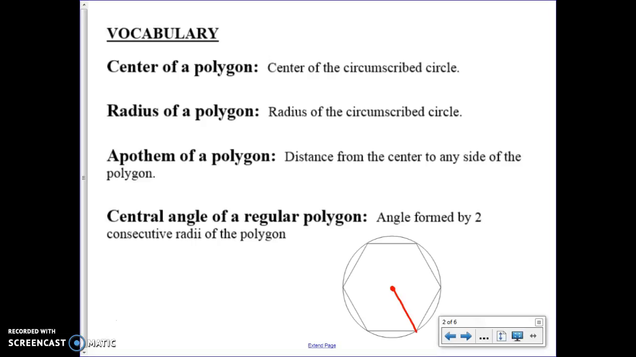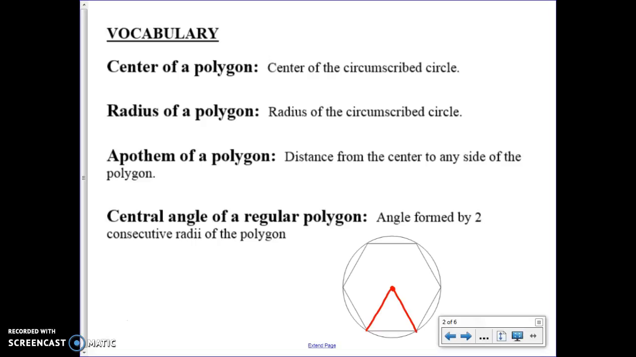The apothem of a polygon is the distance from the center to any side of the polygon. I'm going to wait just a minute to draw that because I want to draw a central angle first. The central angle of a regular polygon is an angle formed by two consecutive radii. So if I draw another radius here, notice I have a central angle. It's going from the center out to those vertices.